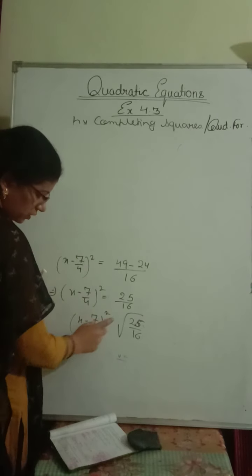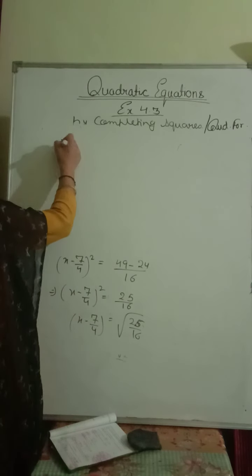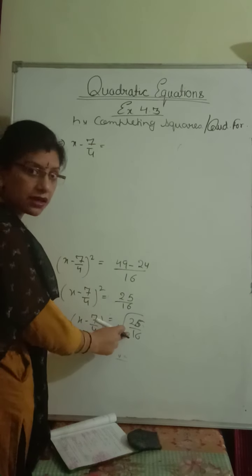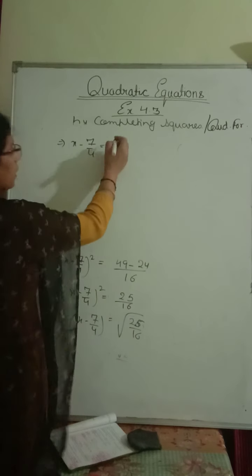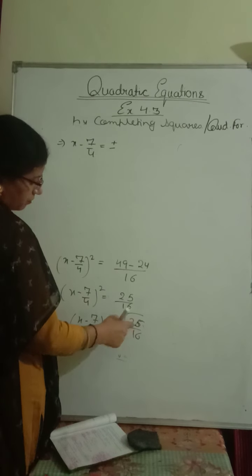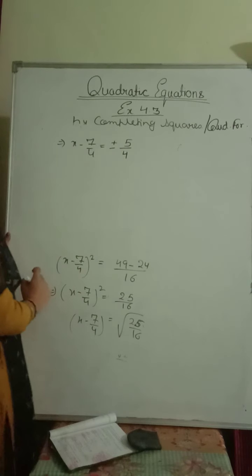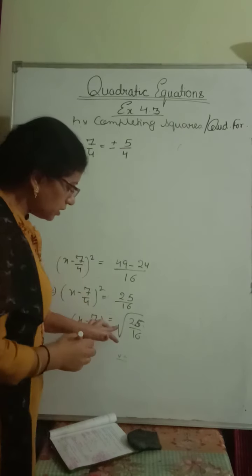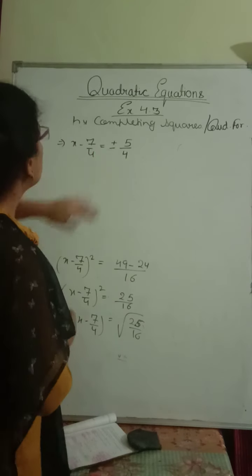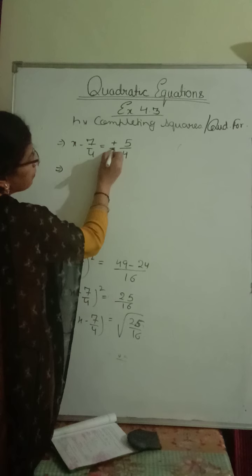Okay. So now we are solving this: x minus 7 upon 4 equals, if we open the square root, it will come plus minus. Both the signs will come. It can come plus also, it can come minus also. 25 ka square root 5, 16 ka square root 4. So whenever you open the square root, please write plus minus 5 upon 4. Very first I am taking plus 5 upon 4, then I will take minus 5 upon 4.